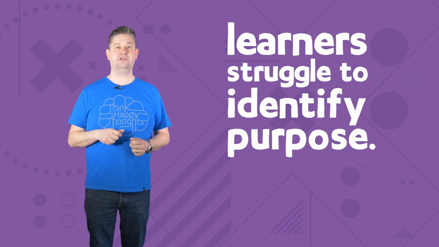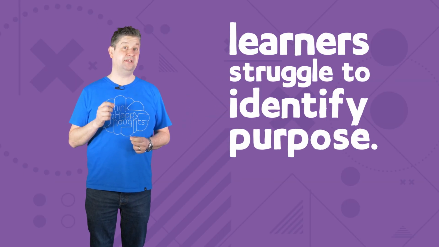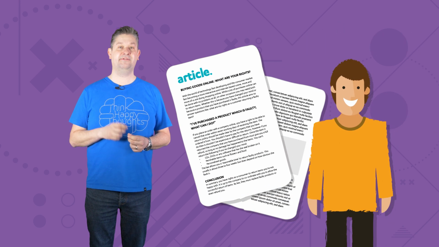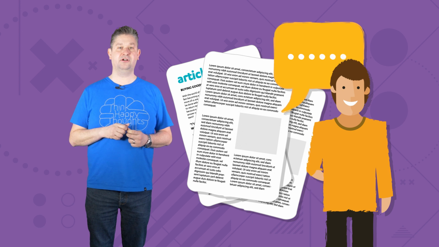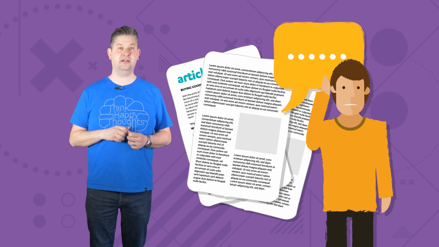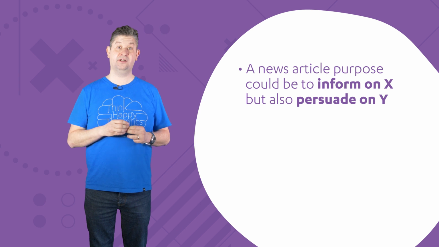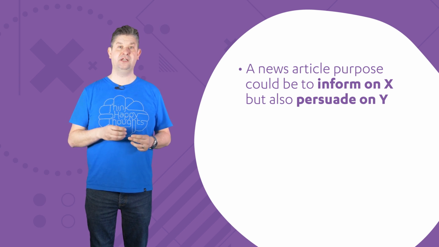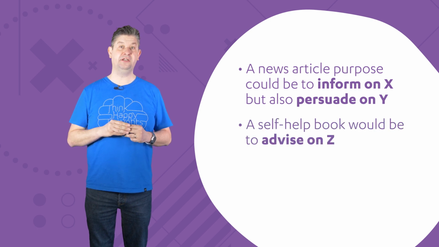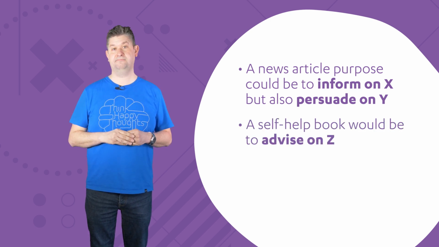Learners also struggle to identify the main point of a piece of text. They need to identify the purpose of the text. The examiner is not looking for an overview or a comment on the text that focuses on content. Answers should be limited to the purpose. For example, a news article's purpose could be to inform on X, but also persuade on Y. A self-help book would be to advise on Z.